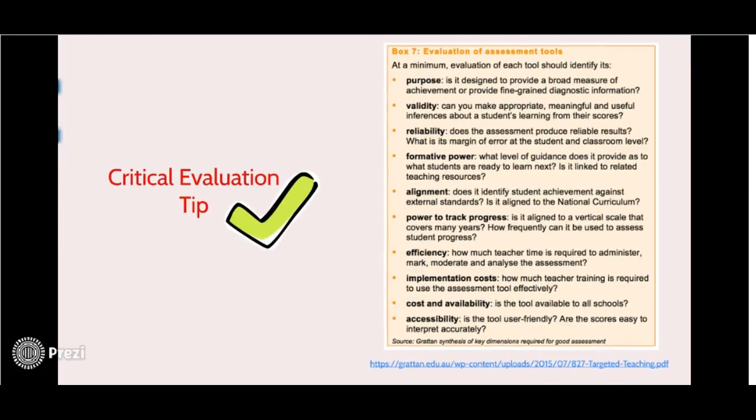When you're considering your critical evaluation, you might like to think of these questions, which were highlighted by the Grattan Institute. These might help you to consider the value in the assessment strategy that you've chosen to analyse. You can find the full report on the link below, but I also find that these questions align really nicely with the principles of assessment, and I'll talk a bit more about the principles later in the presentation.